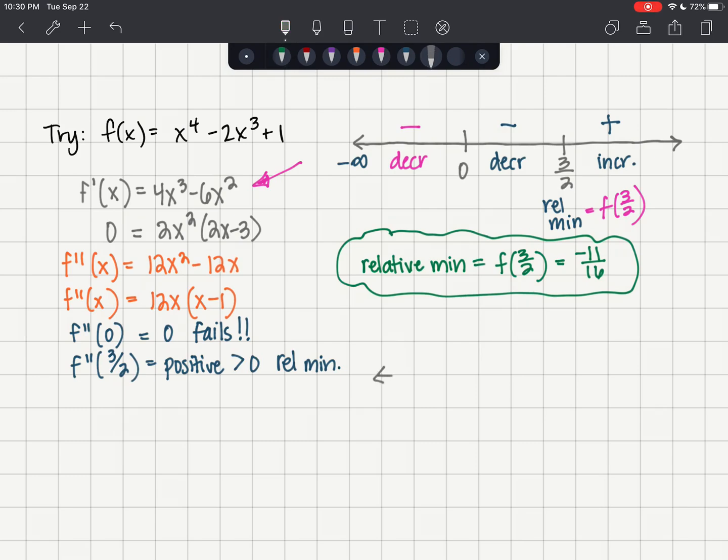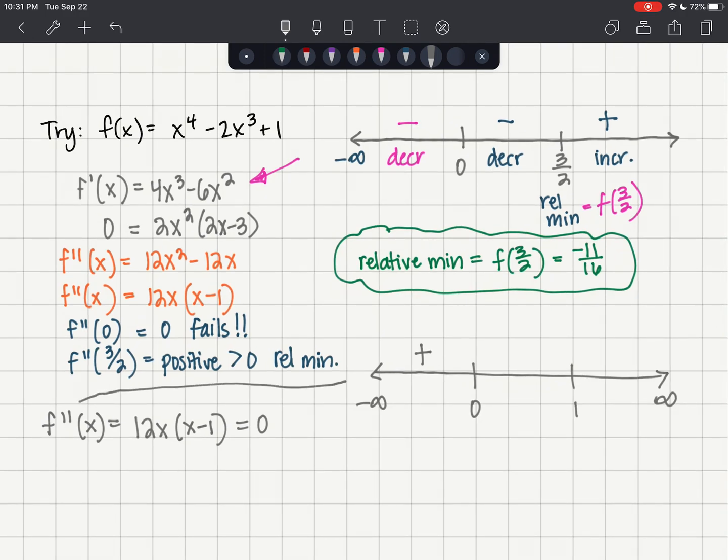Now we're going to talk about concavity. So concavity, I have to go back to that second derivative, and I have to solve that second derivative equals 0. So I'm going to get 0 and 1. What's happening between negative infinity to 0 and 0 to 1 and then 1 to infinity? Well, between negative infinity to 0, when I put a number into my second derivative, I get a positive output, which means we're concave up.